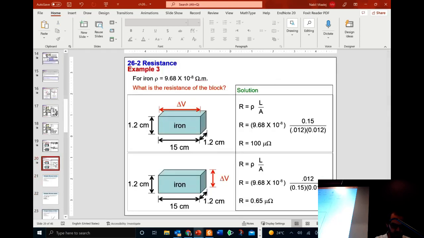Okay, so in the first case it is 100 micro ohms, and in the second case it is 0.65 micro ohms. It's 0.5%. It's not even 1%. It's 0.5% of this one. Just by changing the way we apply the potential on the same block, we get totally different resistance. Okay? All right, I will stop here.